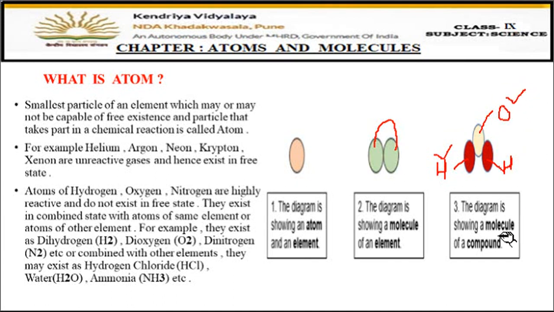So this is also a molecule, but now this is a molecule of a compound. Now this is a compound formed here. Okay, a molecule of a compound. The earlier one is a molecule of an element because the same elements were combining. Now when different elements combine together, it becomes a molecule of a compound. This is the difference you have to remember. If the same elements are combining, it forms a molecule of an element. If different elements are combined, they form a molecule of a compound. Okay, I hope this is clear.